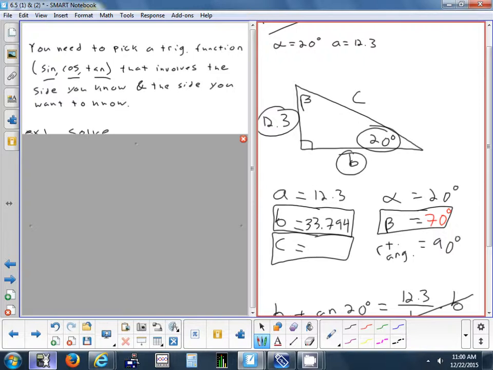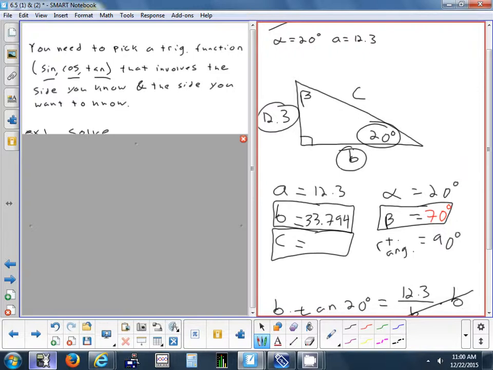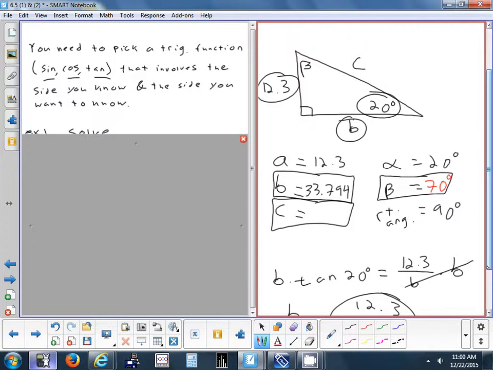Now, because I have A and B, what could I do to get C? I could do the Pythagorean theorem. But why would that be a bad idea? Potentially a bad idea. Brian? Because then you'd have to use a number that you can solve for, which is 33.794, which might not exactly be accurate. You'd be better off just doing another one of the trig functions with the alpha that's given and the x.